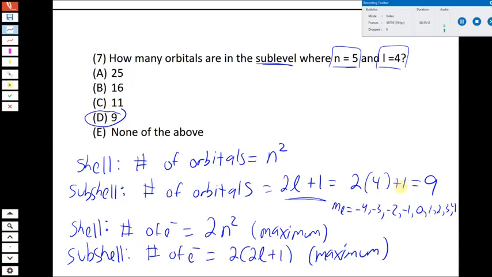Okay. If we use the n value, we'll get a number too large, because that would give us all of the n equals 5 orbitals, not the ones that have L equals 4 necessarily. Anything else?